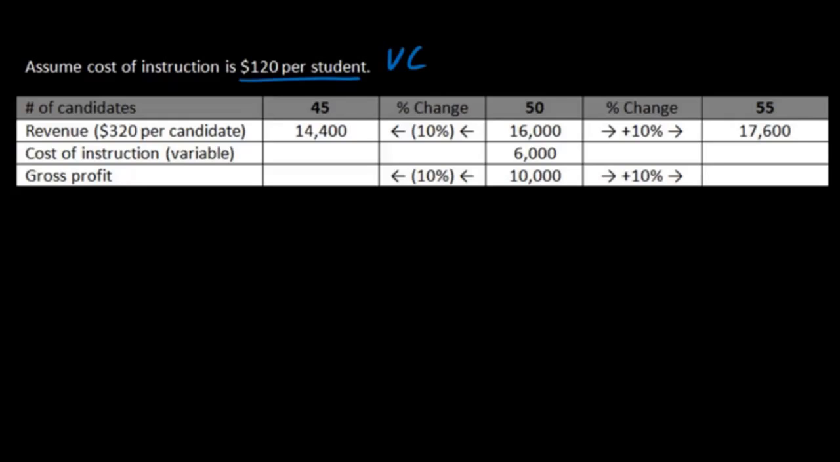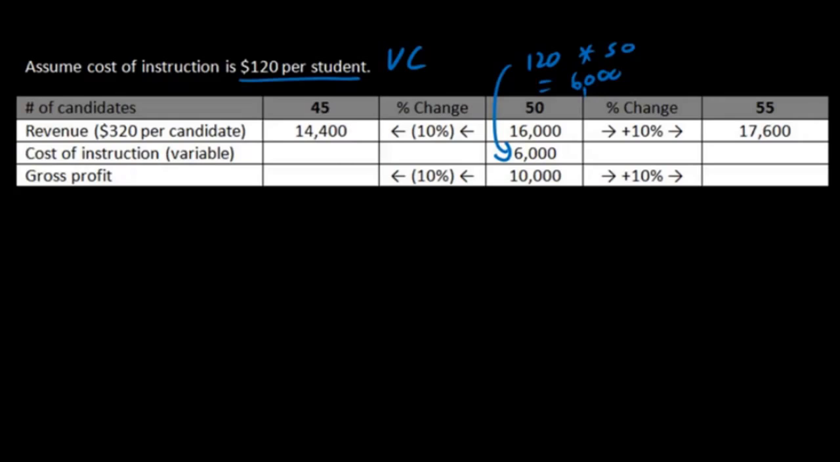Let's start with a case where we have 50 students. So our revenue is just 50 times 320 or 16,000. This 6,000, that is not a fixed cost, it's a variable cost. This is a 120 we are paying per student times the 50 students gives us 6,000. So our cost is 6,000 now, giving us a gross profit of 10,000.